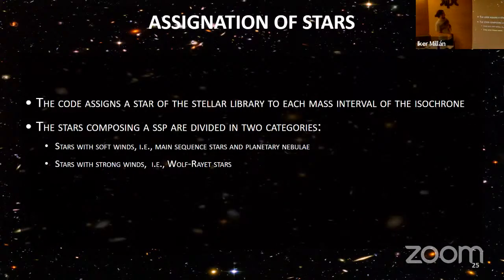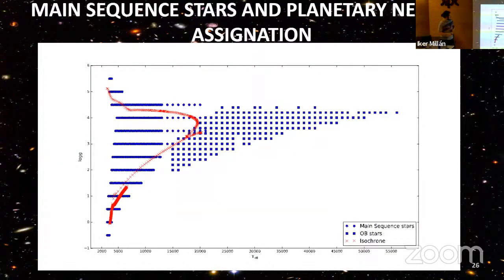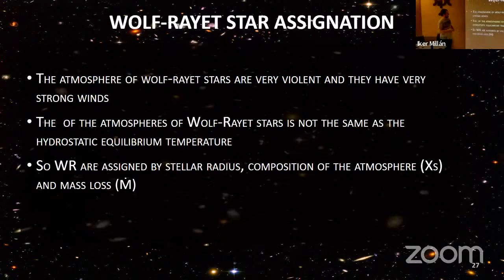So you can see here the spectra, and whether they have strong or soft wings. In red, you see the isochrone of a 30 mega year population, and in blue dots, you see the stellar atmospheres that we have. For each point in the isochrone, it finds the nearest neighbor in the grid of temperature and surface gravity, assigns it, checks the error and renormalizes it. Then it considers the number of stars, which depends on the isochrone and on the IMF that we have, and then computes the spectra.